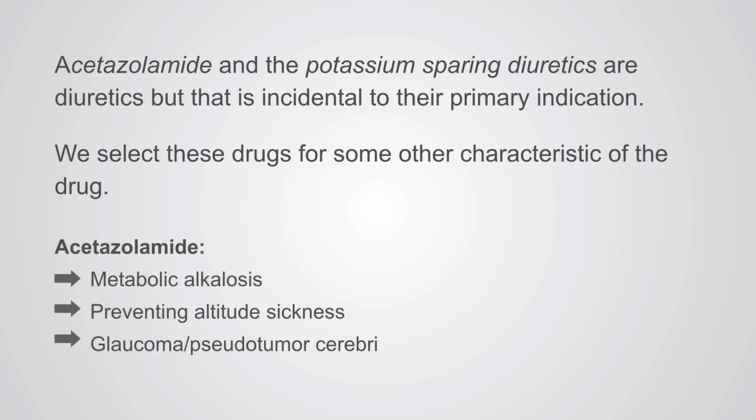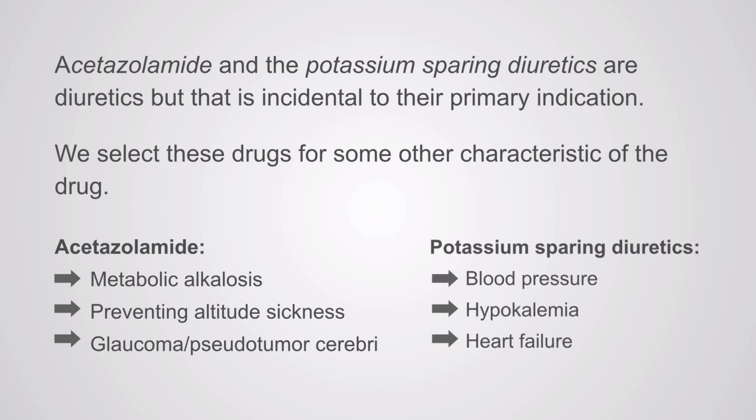In the case of acetazolamide, we use it to treat metabolic alkalosis, prevent altitude sickness, and treat glaucoma and pseudotumor cerebri. In the case of the potassium-sparing diuretics, these are great blood pressure medications, are useful in the prevention and treatment of hypokalemia, and are great in the treatment of heart failure.